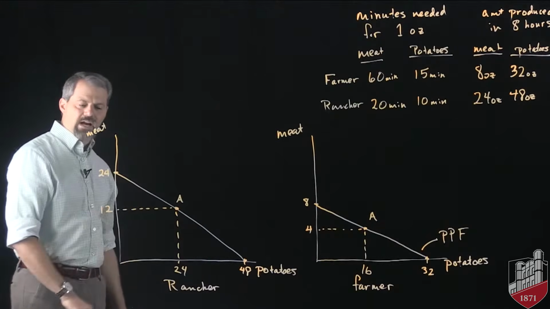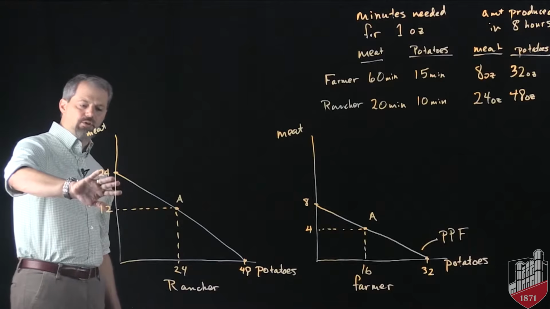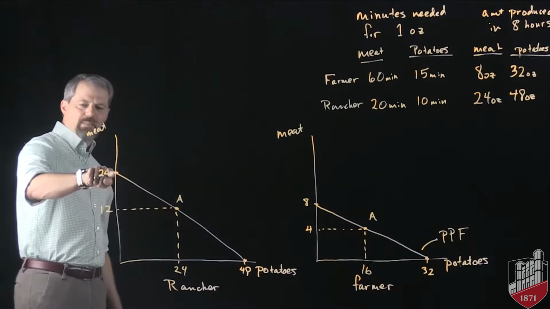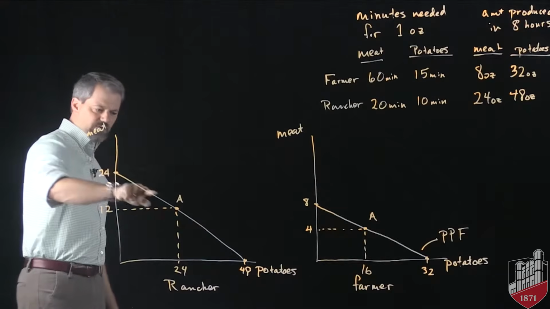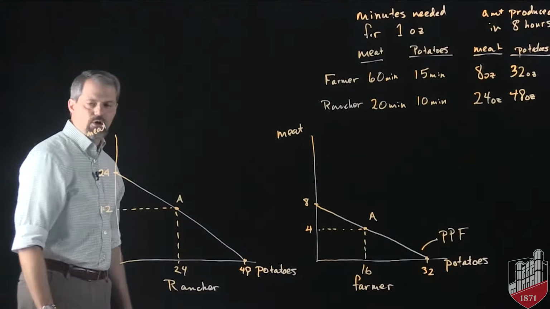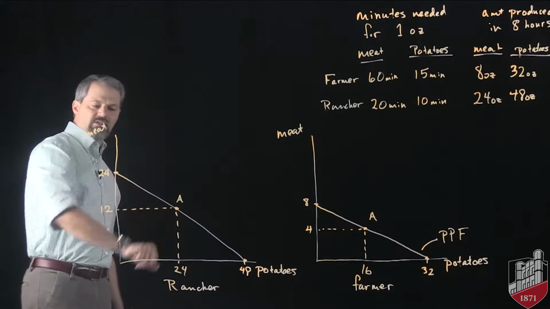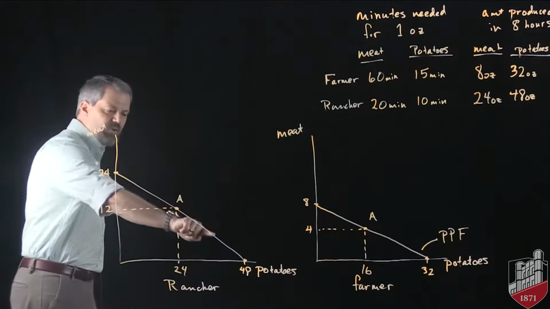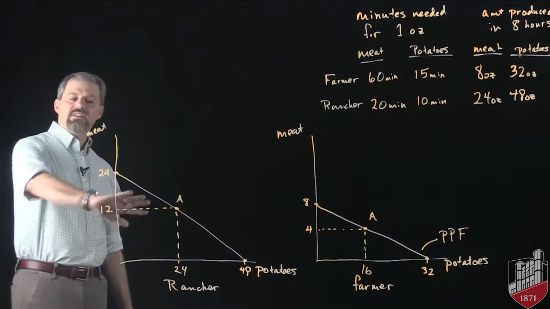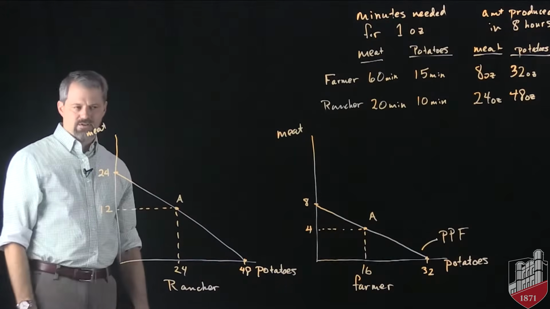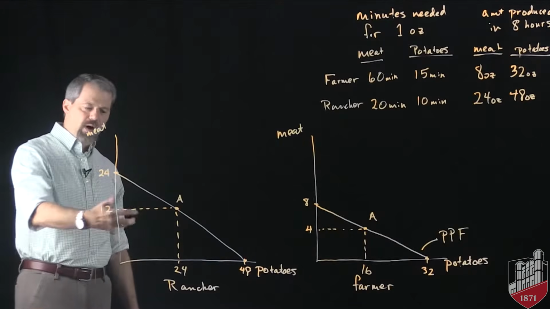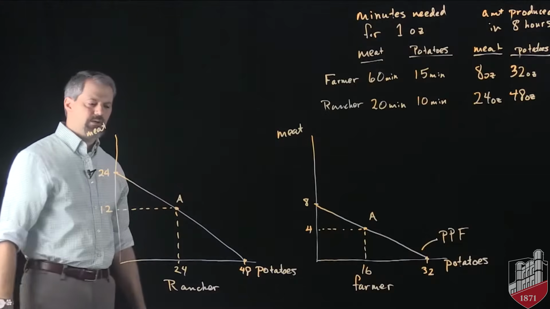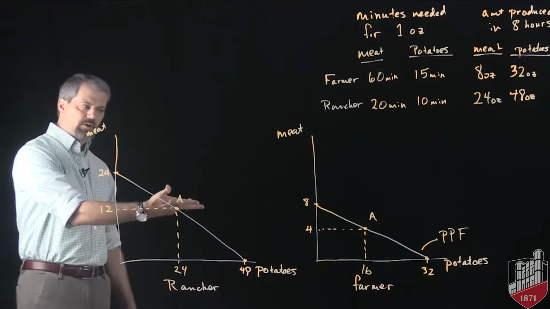So if we think about it, the rancher is going to be able to consume any point on this PPF. They could consume all meat one day and no potatoes, or all potatoes and no meat, or 12 ounces of meat and 24 ounces of potatoes, or any point on that production possibilities frontier, but they're not going to be able to get outside of that production possibilities frontier. There's no possible way for them to achieve a point, say, out here. Okay? Same for the farmer.